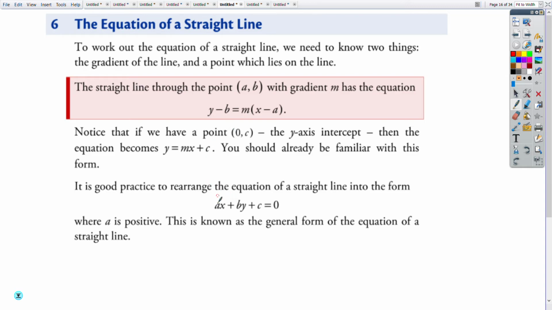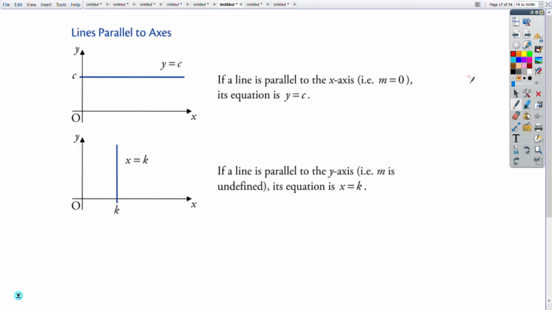Also, it's got here a general formula of a straight line, which I'm going to be rearranging all the answers into, rather than y equals something. I'm going to be rearranging them so it's in this form. And I'll talk about that whenever I get to the answers to the questions here. So let's look at this first.